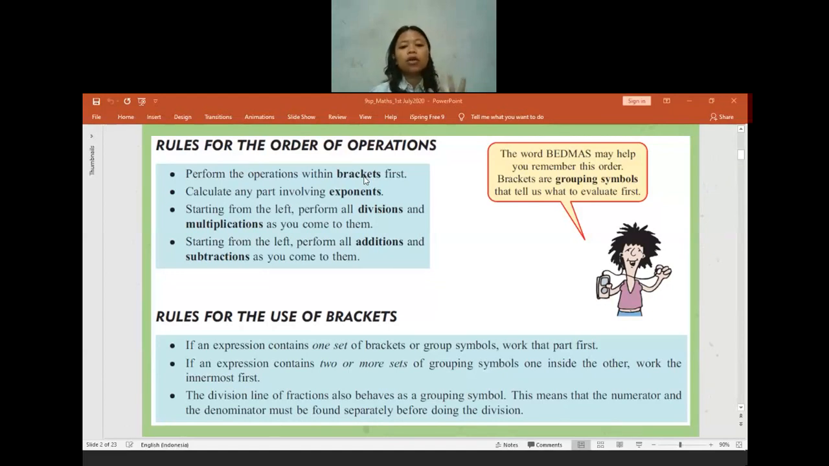Is there anyone who is confused about the order, how we calculate? Is there anyone confused about which one we have to calculate first when we have a calculation question? Hello? Is my voice not audible? Or is it audible? Audible. Okay. Because no one is saying anything. Is there anyone still confused, through the chat? No. Okay.